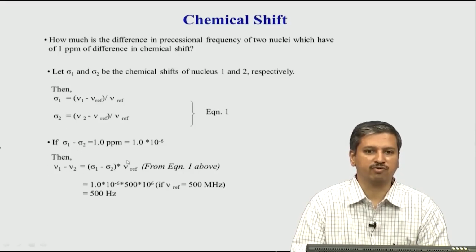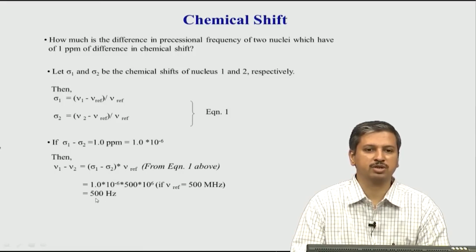And remember, this mu ref is known to us. Let us say we are working at 500 megahertz, which is 500 into 10 to the power 6, and this is multiplied by 1 ppm, which is 1 into 10 to the power minus 6. When you multiply, you finally get only 500 hertz. So, suppose I have a 500 megahertz spectrometer in my laboratory, and I record a spectrum and get two peaks separated by 1 ppm, then the separation between those two peaks in the hertz scale is 500 hertz.